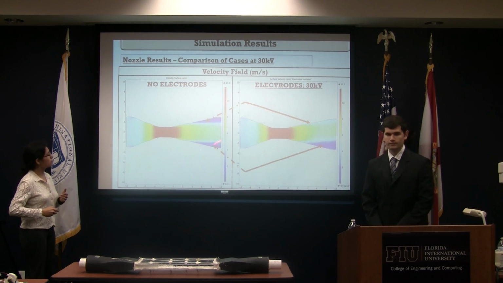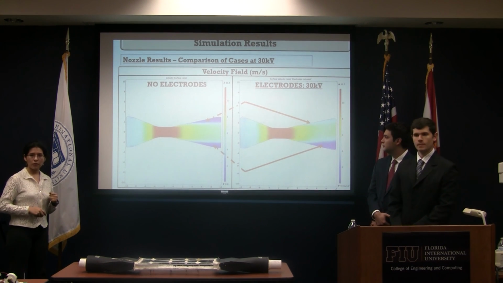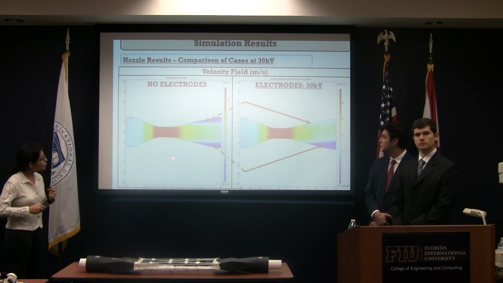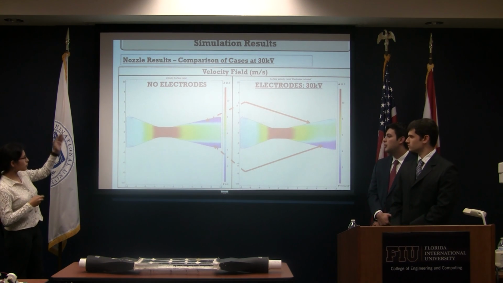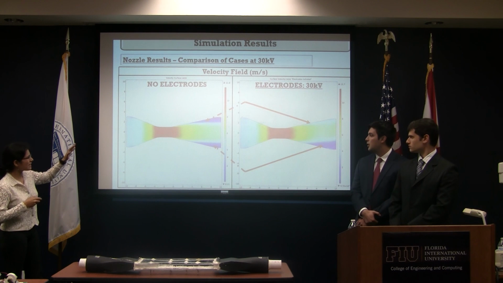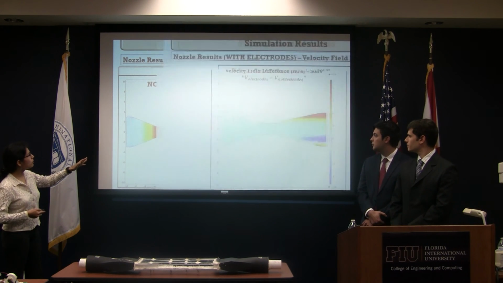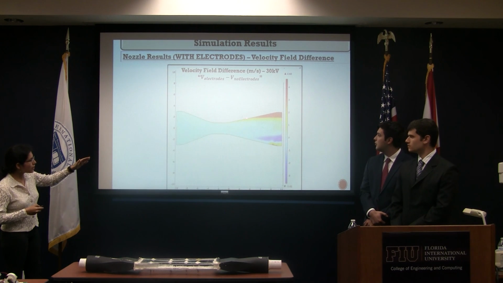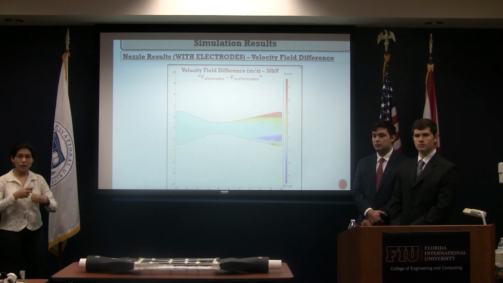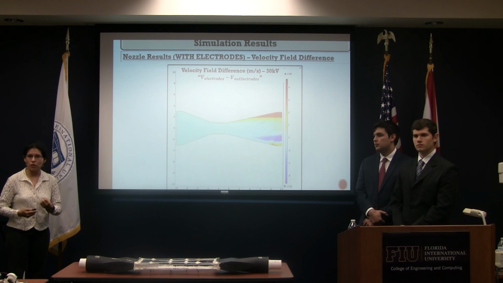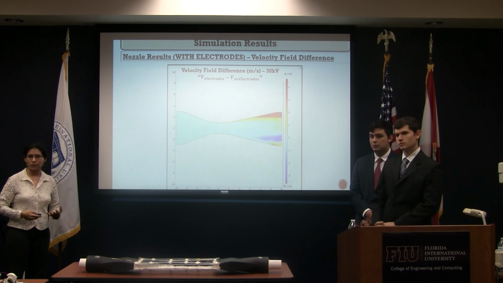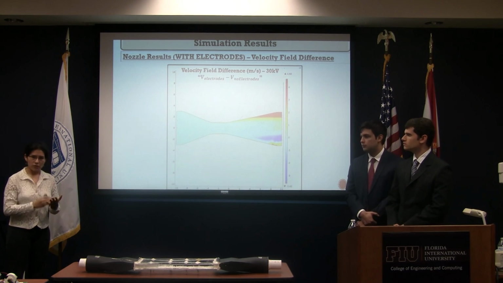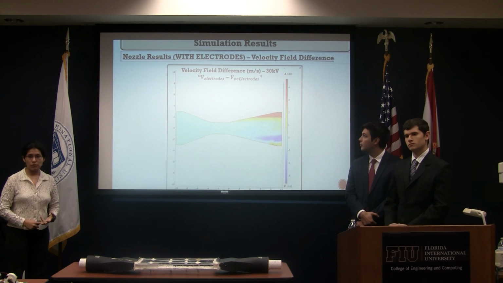So this is the result when no electrodes are applied. When we use 1,000 volts, if you observe the picture, you're going to get the same thing. And when we do the velocity difference, the change in velocity is barely there. So there is not a huge change. There is not going to be any reattachment at all. So we started increasing: 1,000 volts, 2,000 volts, 3,000 volts.